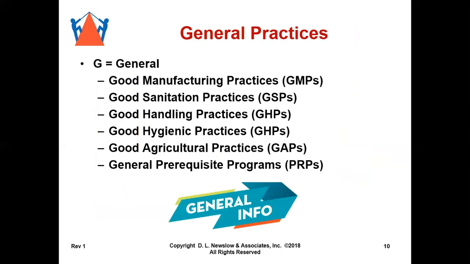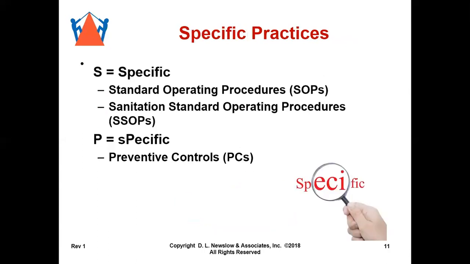General practices. The G is for general, and we see this a lot. We see good manufacturing practices, good sanitation practices, good handling practices, general prerequisite programs. We see good agricultural practices. This is basically a general overview, just basic information, and then you get into more detail as you move into each program.